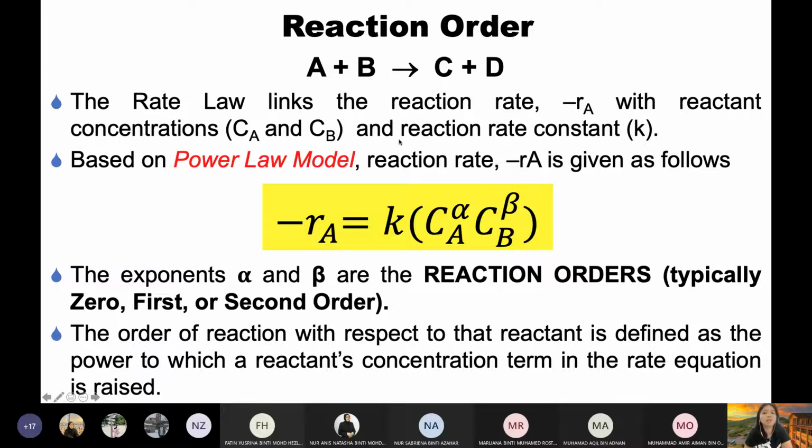So power law model says minus RA, yang sebelum ni kamu terus dapat nombor, tapi sekarang kamu dah kena kira sendiri. Minus RA equals to K. K tu sentiasa ada di hadapan. You cannot escape. The K must be there. In bracket, concentration of your reactant. Contohnya, in this case, I have two reactant. So, concentration A, concentration B. CA, CB. C subscript A, concentration of A. C subscript B, concentration of B.